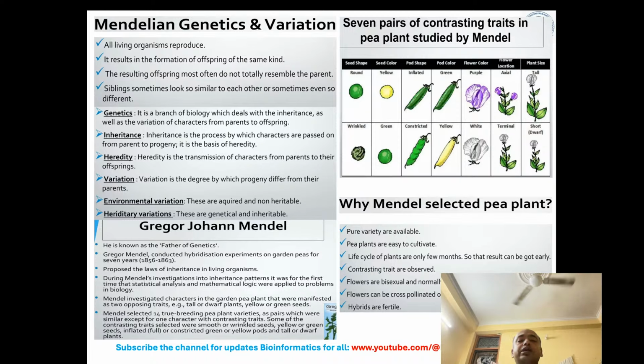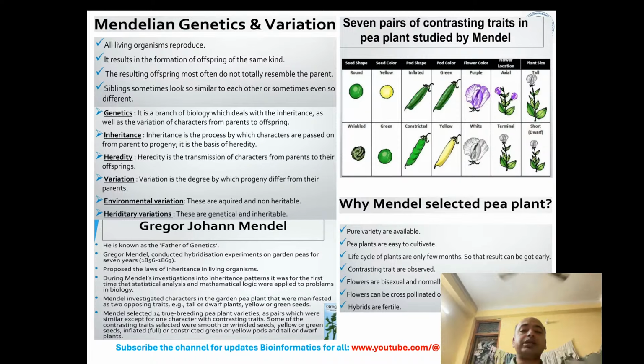Genetics is the branch of biology which deals with the inheritance as well as the variation of characters from parents to offspring. Inheritance is the process by which characters are passed on from parents to progeny, and it is the basis of heredity. Heredity is the transmission of characters from parents to their offspring, and variation is the degree by which progeny differ from their parents. Environmental variations are also present; these are acquired and non-heritable. Hereditary variations are genetical and inheritable.